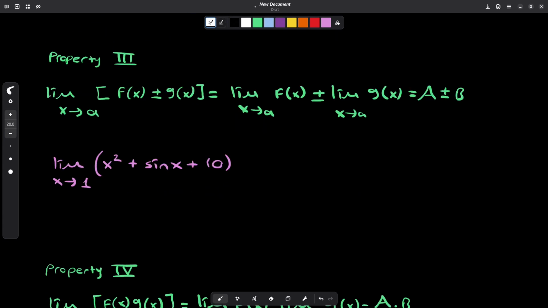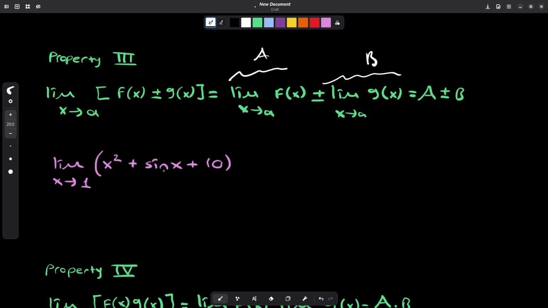Property 3. The limit of f(x) plus or minus g(x) as x approaches a can be written as two separate limits. If we have a sum or difference of functions inside the limit, we can take limits of them separately, which will also be equal to a plus or minus b. What do we mean? We are assuming this limit is equal to a, and this limit is equal to b.